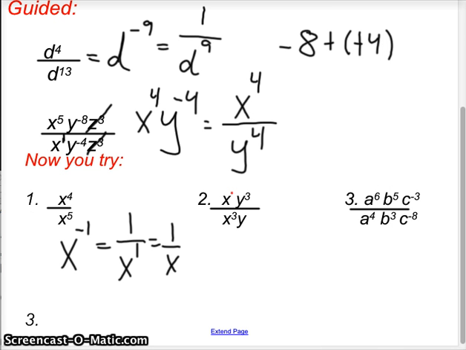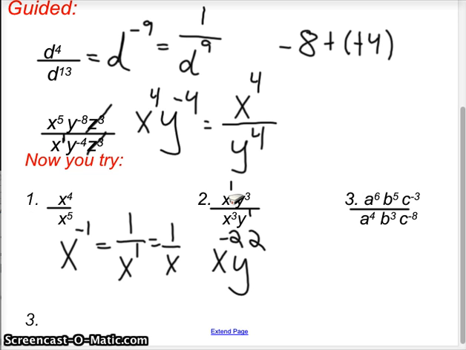So for number 2, the first thing that we're going to do is write in those exponents of 1, okay? Just to make the subtraction easier. So we realize that those are 1s. And now, once I have those 1s there, I'm ready to start subtracting. So for my x's, x to the 1 divided by x to the 3. 1 minus 3 gives me a negative 2. For the y's, y to the 3 divided by y to the 1st. 3 minus 1 gives me a positive 2.